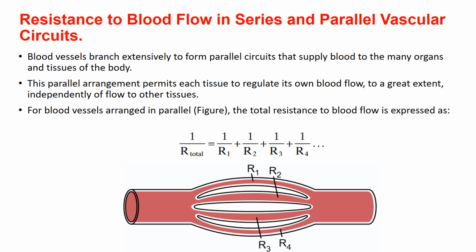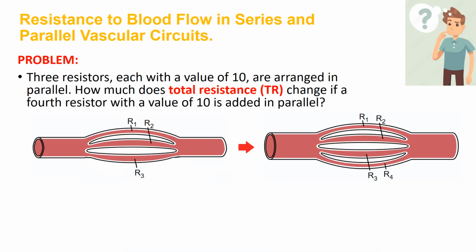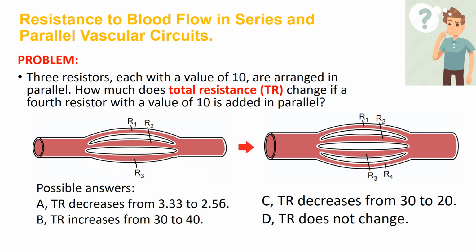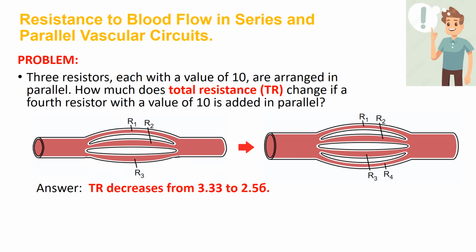Problem. 3 vessel resistors, each with a value of 10, are arranged in parallel. How much does total resistance change if a fourth vessel resistor with a value of 10 is added in parallel? Possible answers. A. Total resistance decreases from 3.33 to 2.5. B. Total resistance increases from 30 to 40. C. Total resistance decreases from 30 to 20. D. Total resistance does not change. Answer. Total resistance decreases from 3.33 to 2.5.